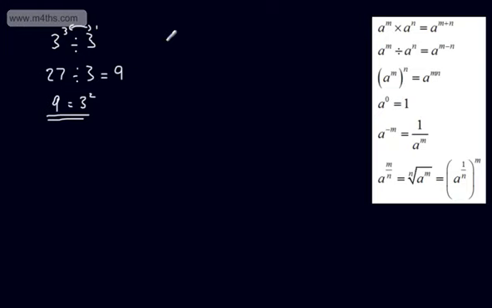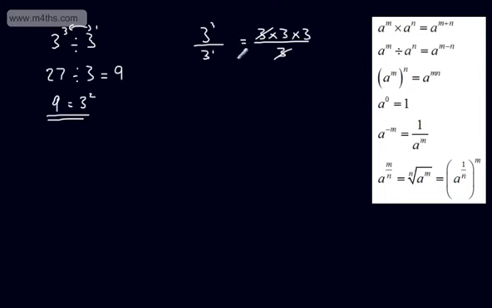An alternative way to look at this would be as a fraction. So what we have is 3 to the power of 3 divided by 3 to the power of 1. And we could write this out. So it'd be 3 times 3 times 3 over 3. We can see these are going to cancel, and this would just give us 9 or 3 to the power of 2.